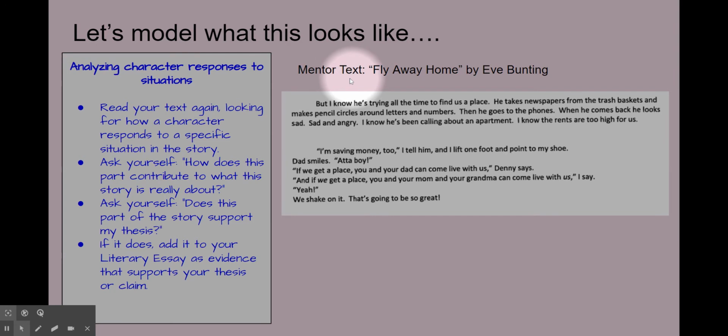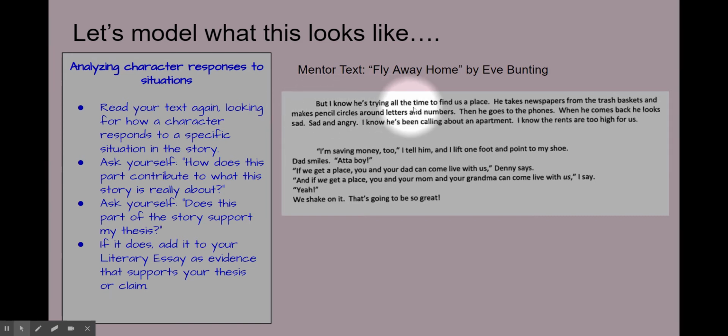Okay, so let's go ahead and read part of our mentor text, Fly Away Home by Eve Bunting. Again, this story is about a boy named Andrew and his father who are homeless and they live in an airport. Andrew's mother's died and they are living in an airport trying to not get caught. So we pick up in the middle of the story. Andrew is talking about his father.